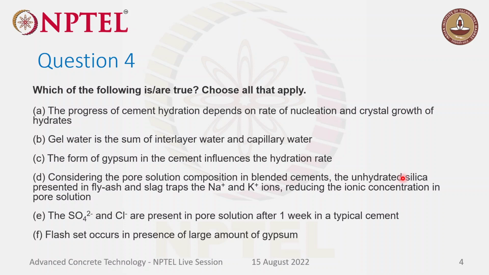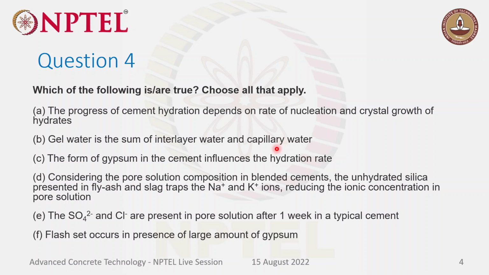Okay, then let's move to the explanation part. We all know that the process of cement hydration depends on the rate of nucleation and crystal growth. If there are more nucleation sites for cement hydration, then the hydration will progress faster. So obviously, this first statement, option A, is true. Option B says gel water is the sum of interlayer water and capillary water. It's wrong, right? Gel water is the sum of interlayer water and adsorbed water. It's not capillary water. So option B will be ruled out.